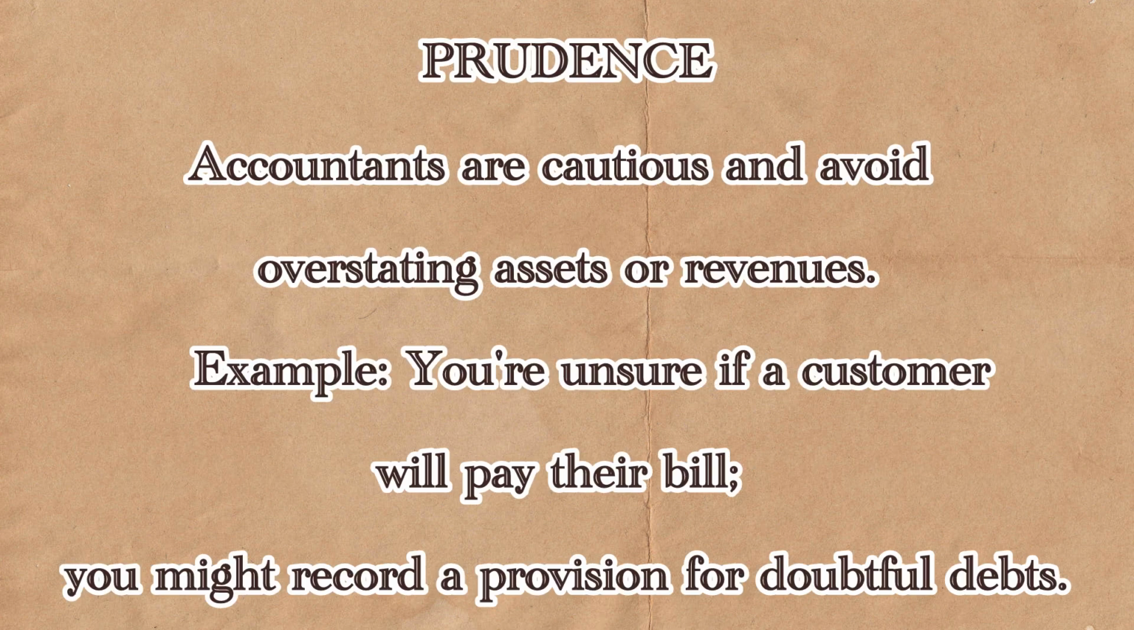Finally, let's talk about prudence. This convention requires accountants to be cautious and avoid overstating assets or revenue. Let's think of it like this. If you are unsure if a customer will pay their bill, you might record a provision for doubtful debt. Accountants use prudence to prepare for potential risks and uncertainties in their financial statements.